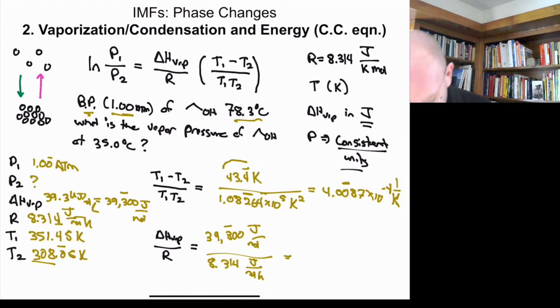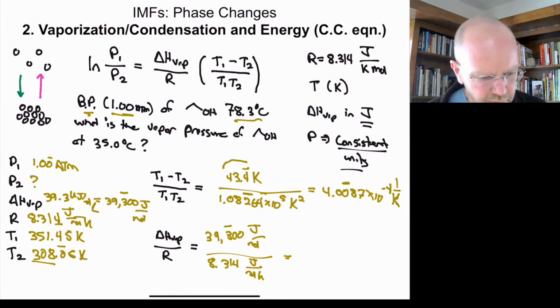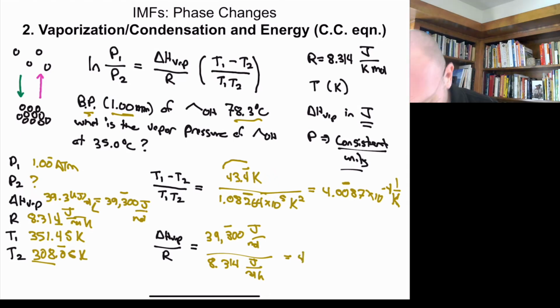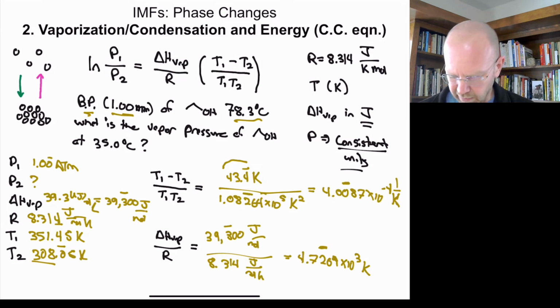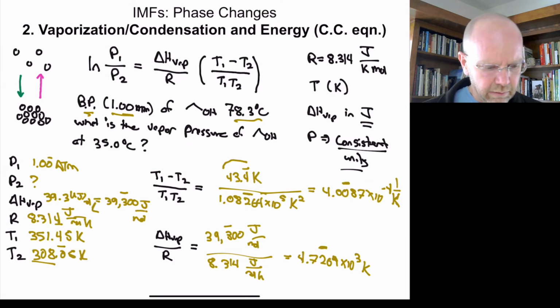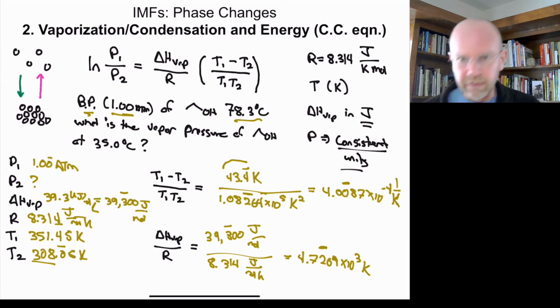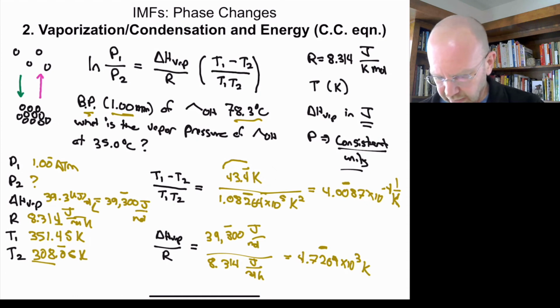All right. So here we are. When I crank that through, what I get is 4.7269 times 10 to the third Kelvin. And because I have 3 sig figs in that top number, and this is a multiplication, both of those numbers, the top and the bottom number there, have 3 significant figures. All right, so there we are. I'm going to continue with this on the next page because I'm already running out of space.